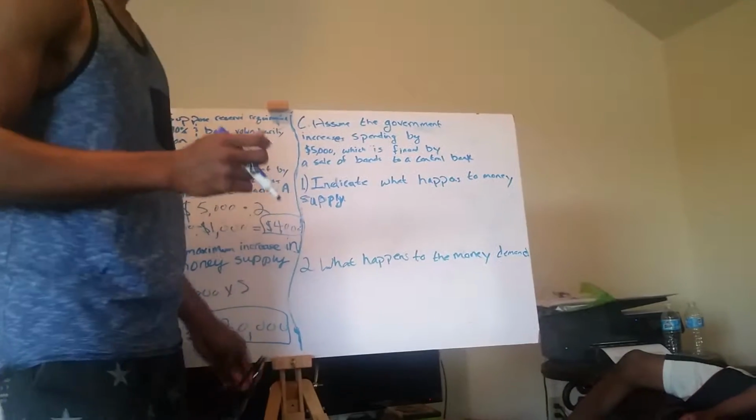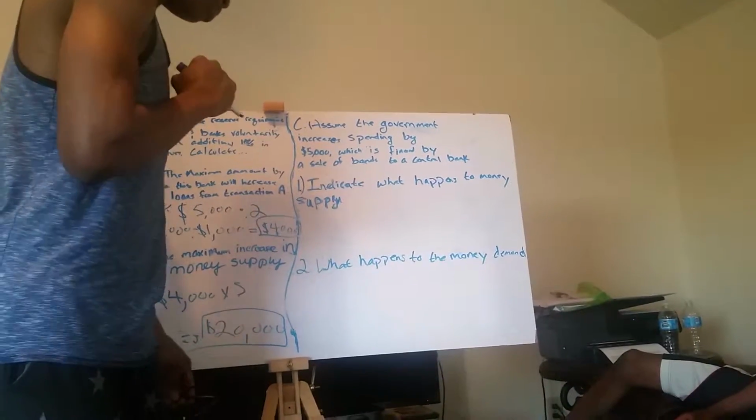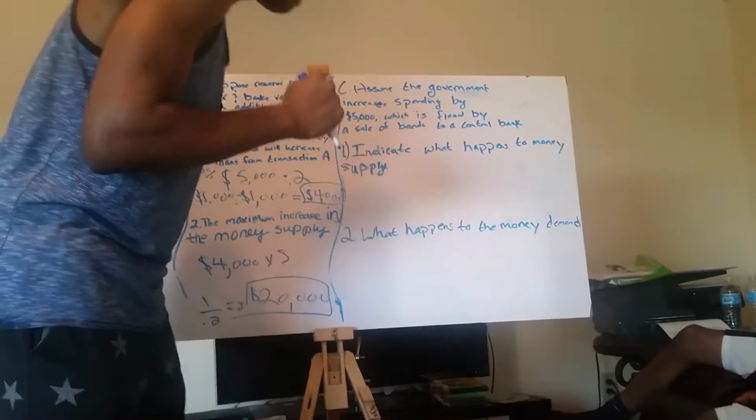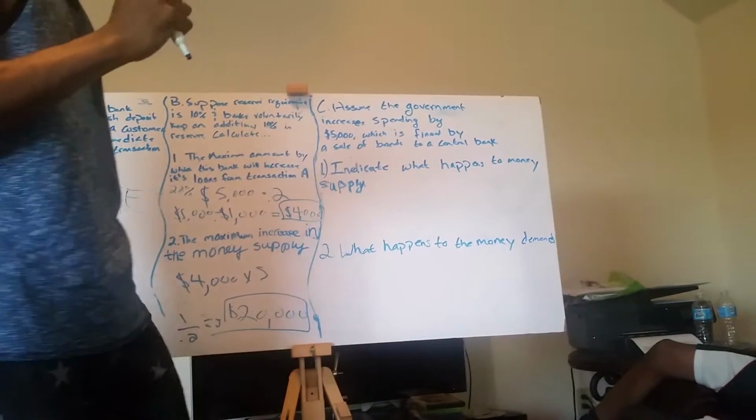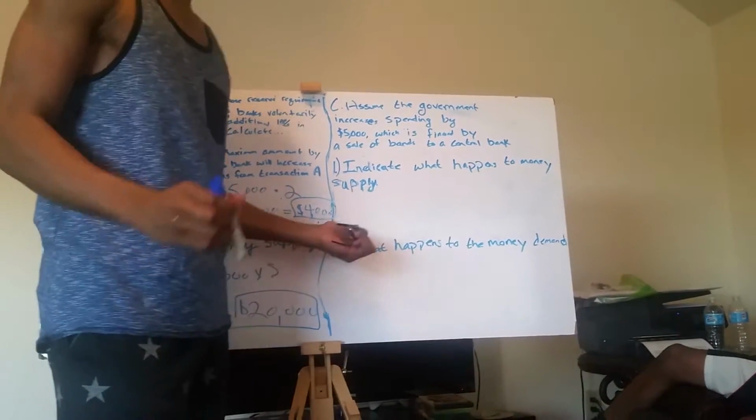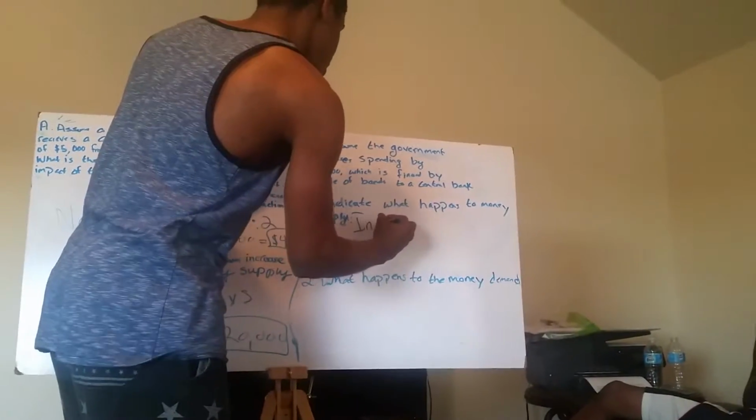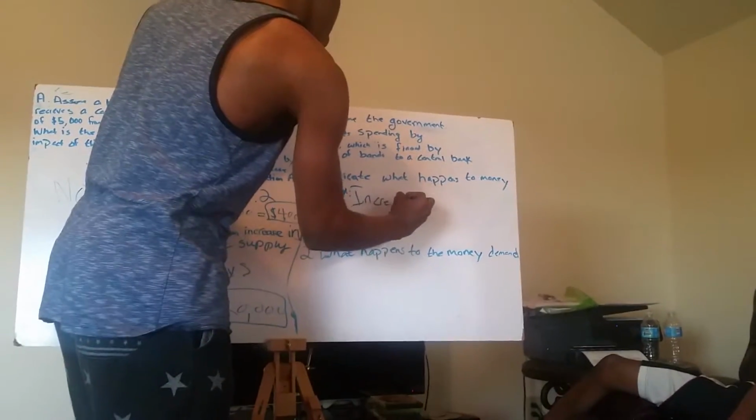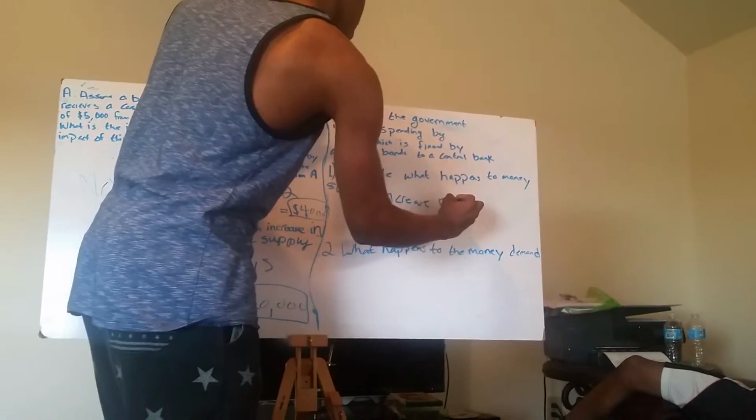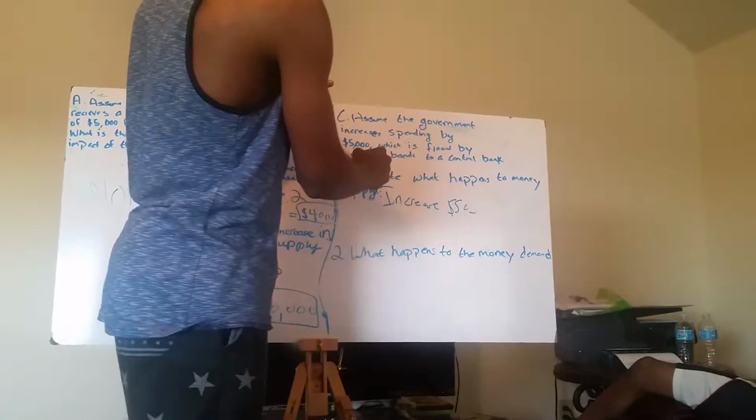Now C, assume the government increases spending by $5,000, which is financed by a sale of bonds to the central bank. Indicate what happens to the money supply. The money supply is going to increase. It's going to increase by $5,000 since the government is selling bonds.